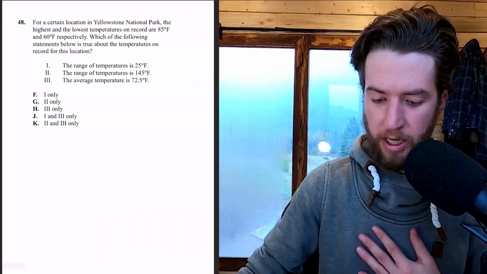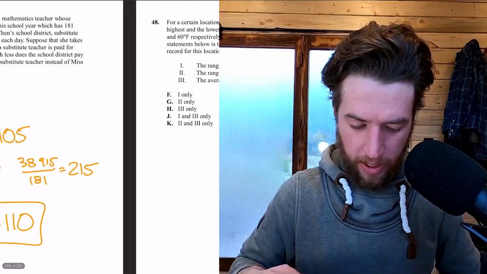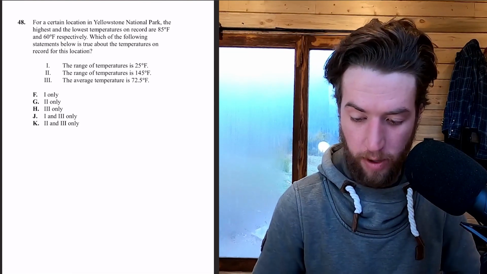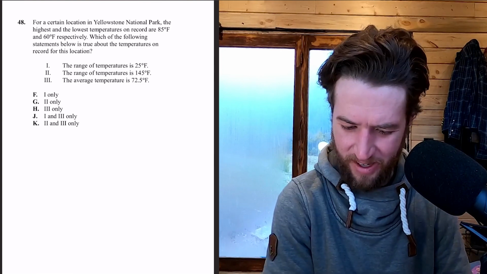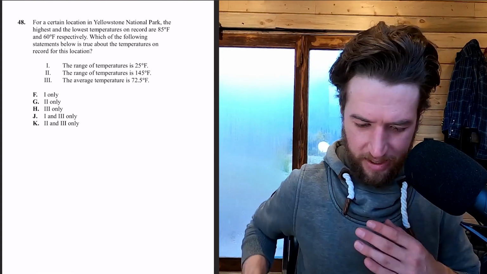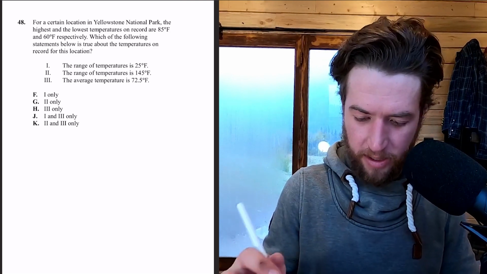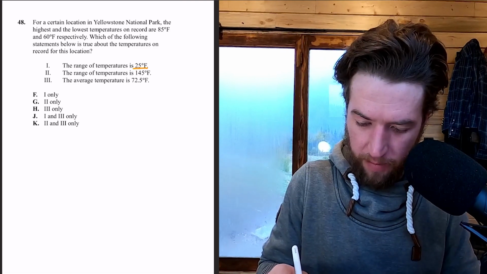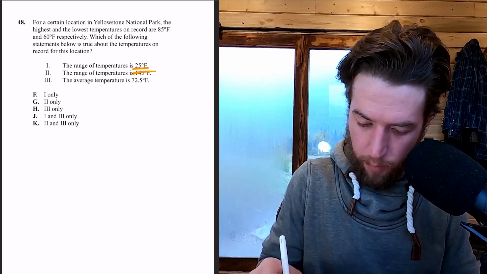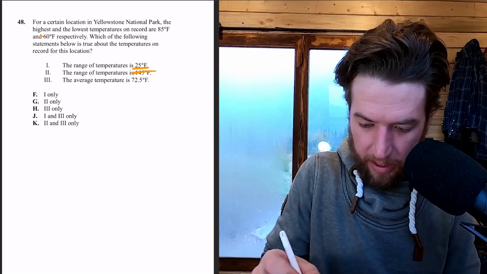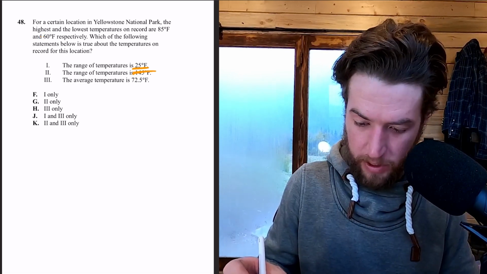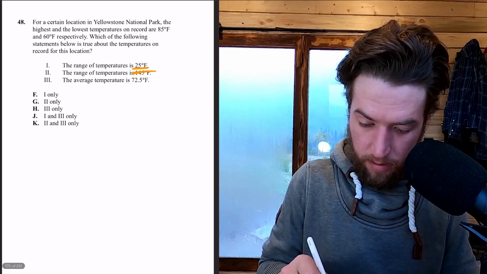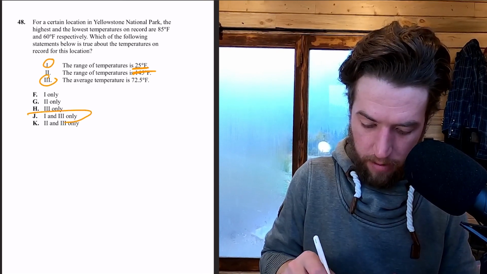For a certain location in Yellowstone National Park, the highest and lowest temperatures on record are 85 degrees Fahrenheit and 60. Okay, so this is like in a geyser. Which of the following statements is true about the temperatures? The range of temperatures is 25. Yes, the difference between those is 25. It's not 145. That would be if one of them was negative, but it doesn't look like it is. And the average is 62.5. Yeah, 12.5, 12.5, a difference of 25. So yeah, 1 and 3, which is J. On to the next.